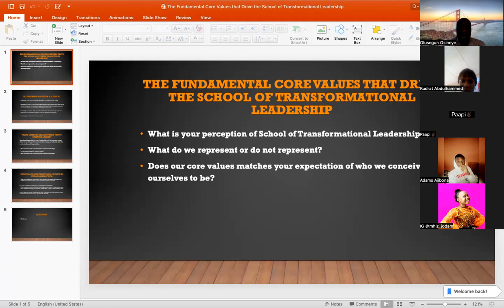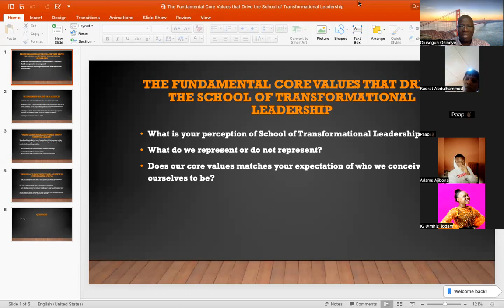Today, we are going to focus on the fundamental core values of School of Transformational Leadership. In other words, what we are trying to do here is understand what the School of Transformational Leadership stands for. Here we are talking about what is driving us as an organization. What is it that we can say is our focus as an organization?